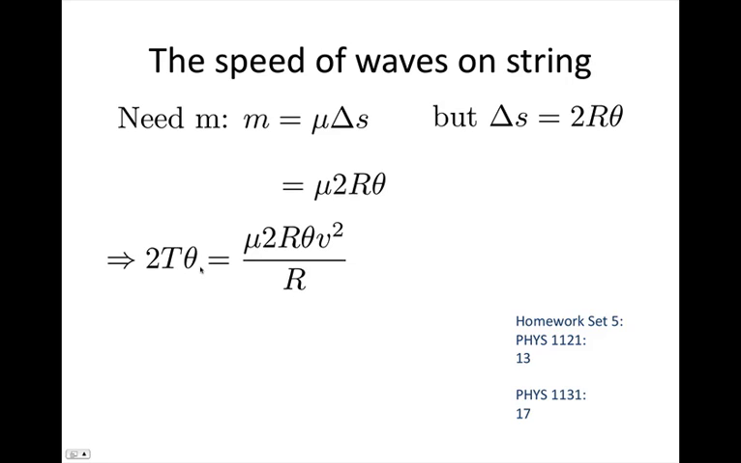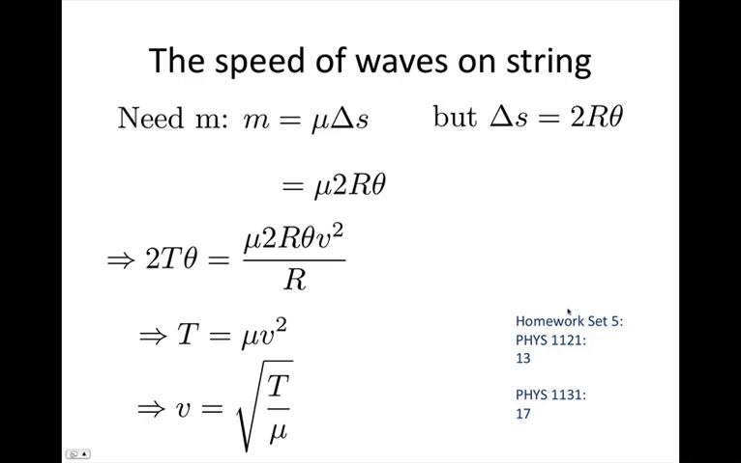We can cancel out our thetas, we can cancel out the 2's, we can cancel out the r's, and when we do that, we're left with the expression T is equal to mu, the mass per unit length, times the velocity squared. So we can rearrange that to write that the velocity is equal to the square root of the tension over the mass per unit length. Now you'll be using this formula quite a lot, and this will come up in the standing waves on a string experiment in the laboratory.